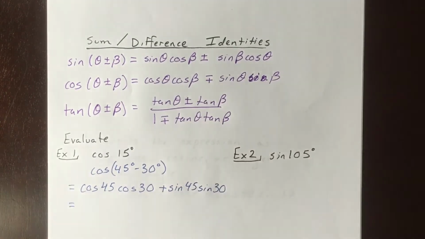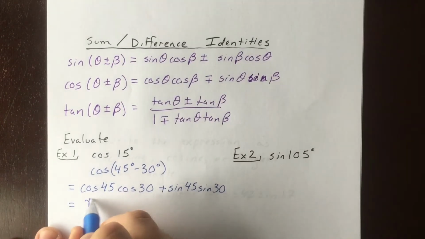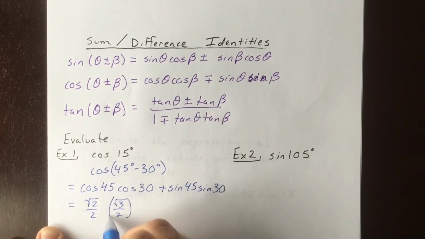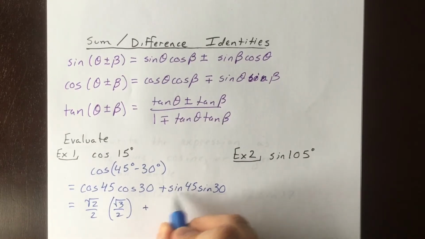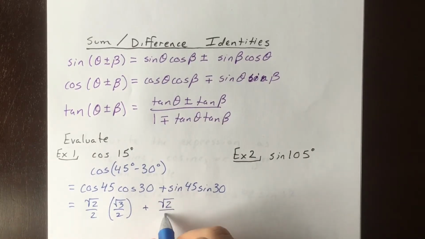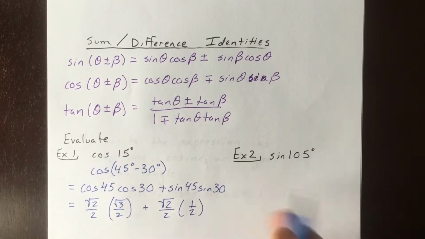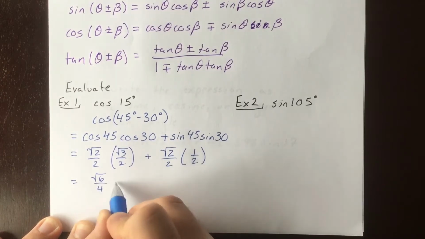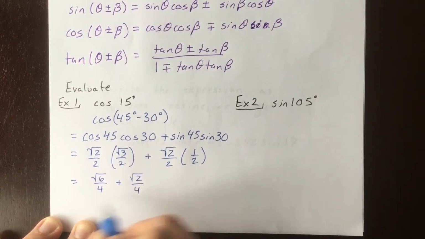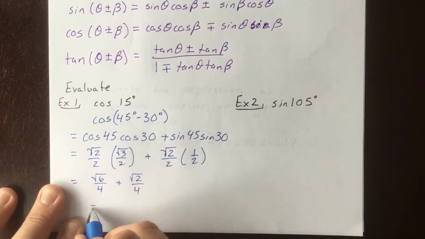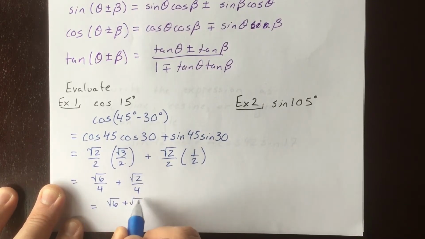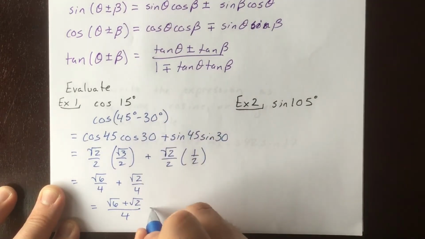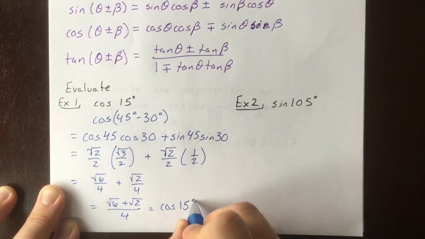Using our knowledge of the unit circle, cosine of 45 is square root of 2 over 2. Cosine of 30 is square root of 3 over 2. And then we have plus sine of 45 times sine of 30, which is 1/2. Now this is all simplifying from here. So we have the square root of 6 over 4 plus the square root of 2 over 4. They have a common denominator, so it's square root of 6 plus square root of 2 over 4. And that is the value for cosine of 15 degrees.